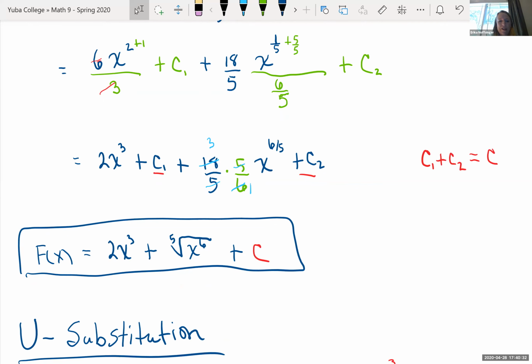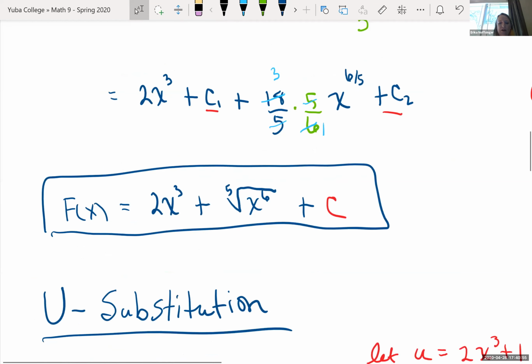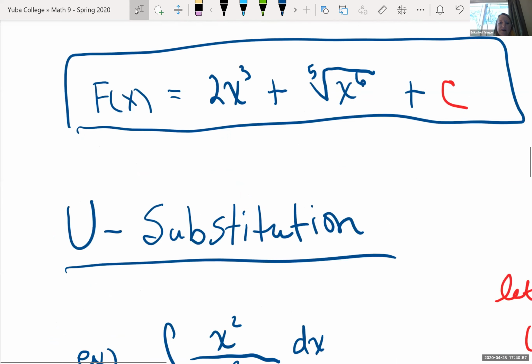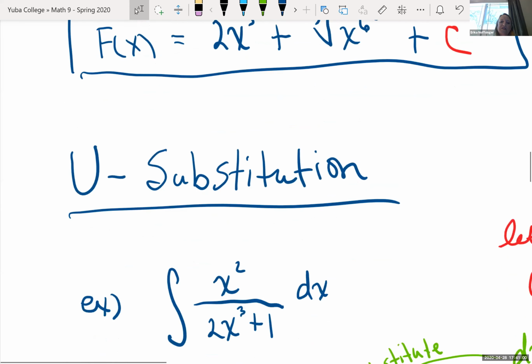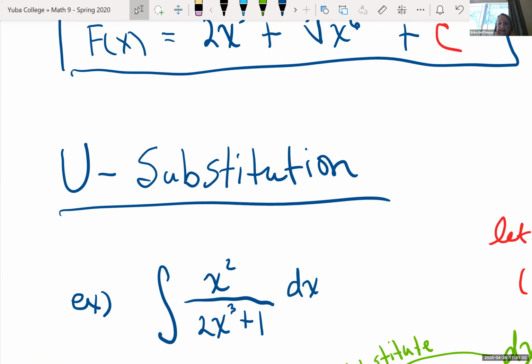I started going through u substitution with just an example. And your goal here is to find some piece of your integrand such that if you take the derivative of it, it's going to cancel out with something else in your integrand, making it a simpler function. So we're looking at x squared over 2x cubed plus 1.